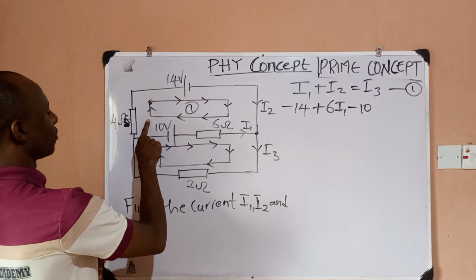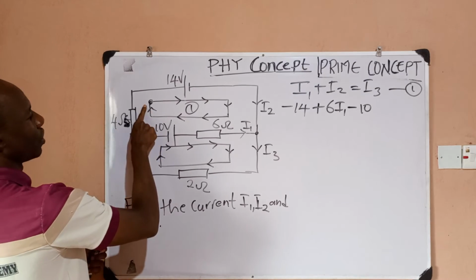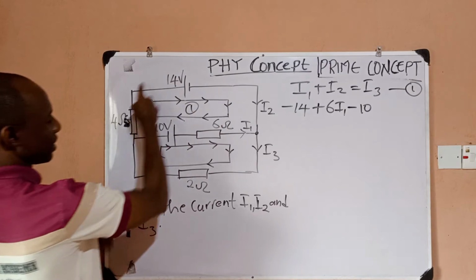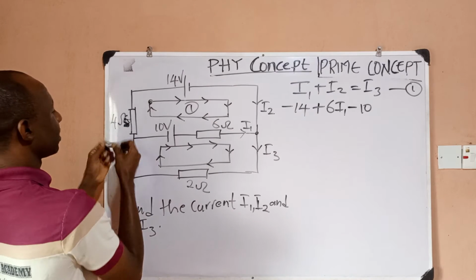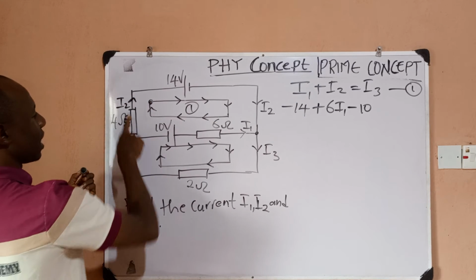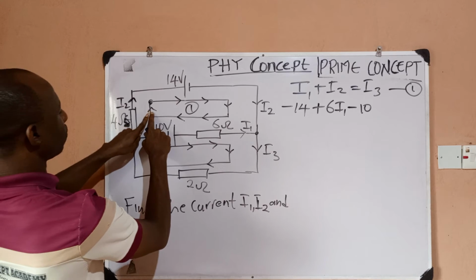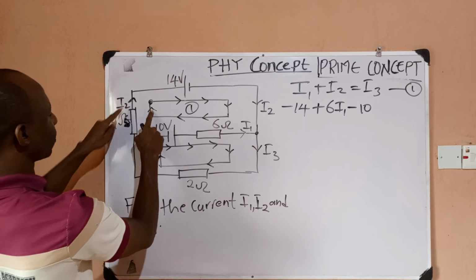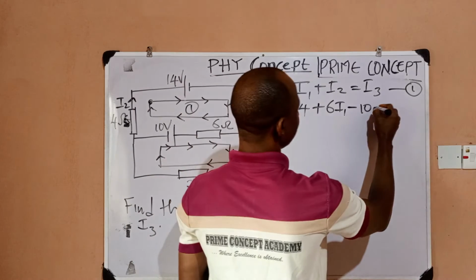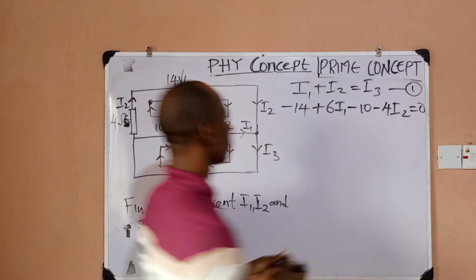If I continue my movement, this time around my loop is going up. Watch, the direction is going up. Now notice that this current I2 is the same current that is here. This is still I2, and this is the direction, it's going like this. So my I2 is going up, my loop direction is going up, same direction. So the voltage drop here is going to be what? Negative. So I have negative 4 I2 equals 0.